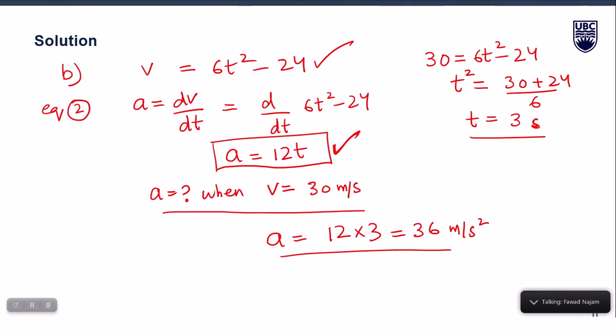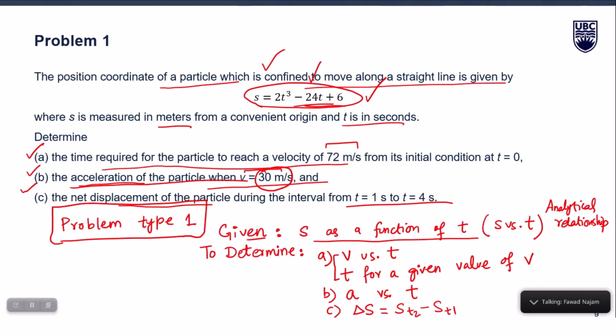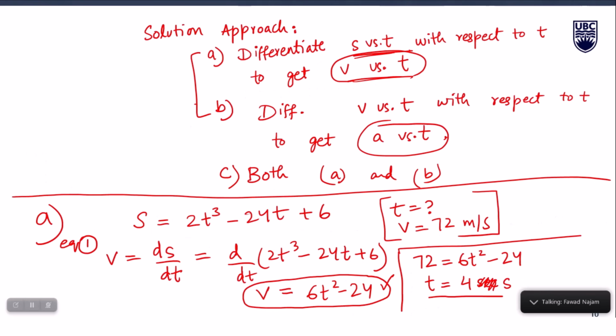Now finally the third part, which is simply asking you to determine net displacement, and that doesn't require you to apply equation 1 or equation 2. That simply will be using the given relationship. So net displacement of that particle during the interval from t equal to 1 to 4 seconds, right? So we should first put t equal to 1 second, then we should again put t equal to 4 seconds, and their difference should be the net displacement, right? So part C is the simplest one actually.